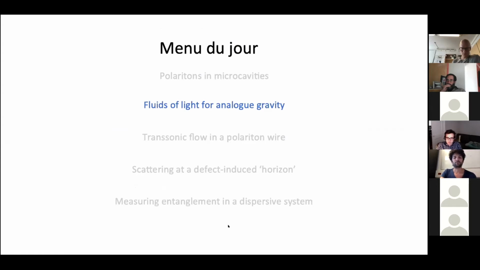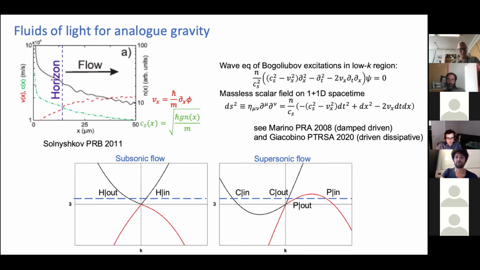Okay, so if we have polaritons that behave as a superfluid, we can really think of them as a fluid of light, and this can be useful for analog gravity. I don't want to bore you with the maths that have been shown to us already many times during the meeting, but I want to highlight a paper written by the group in Clermont-Ferrand, by Solnyshkov and Malpuech. In 2011, what they realized is that these polaritons naturally exhibit an event horizon for sound waves. Here, this is very well explained.